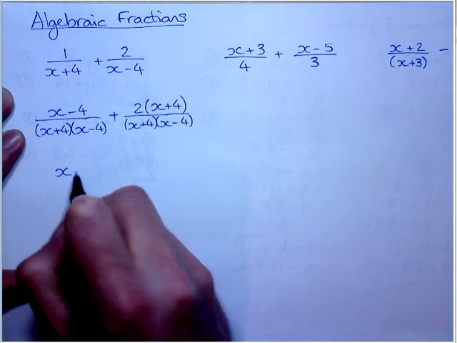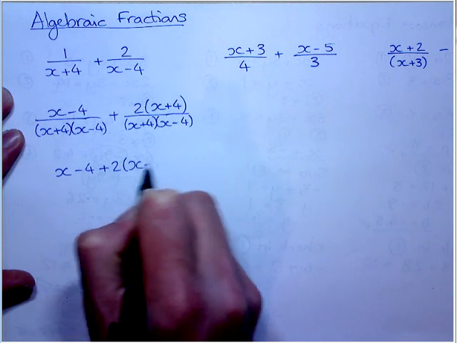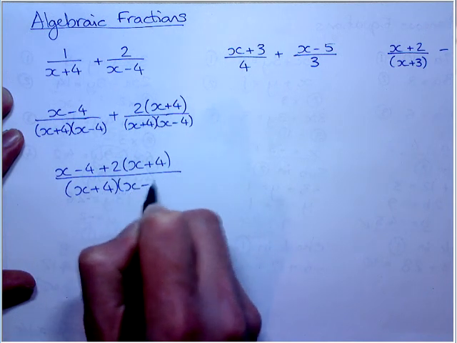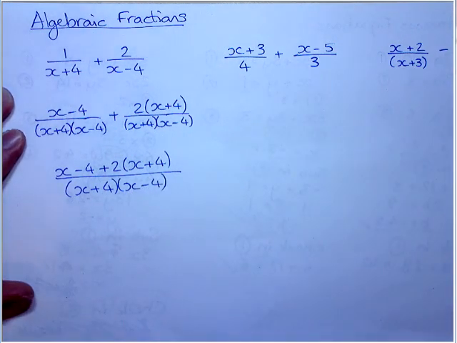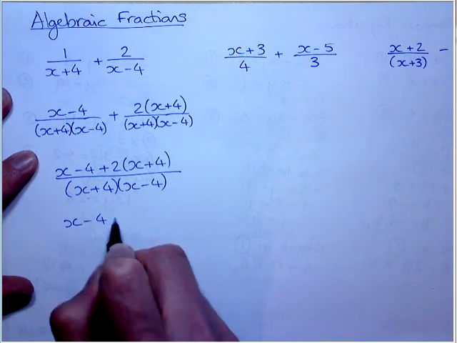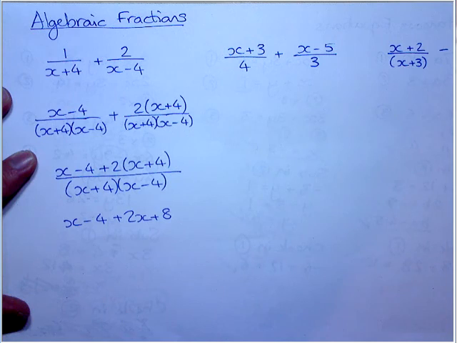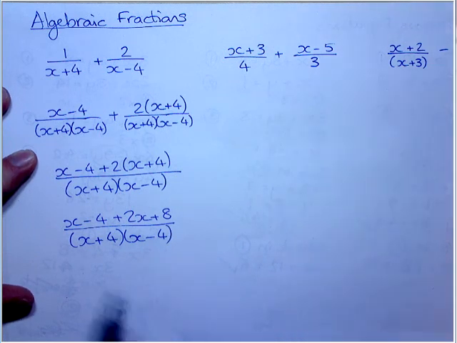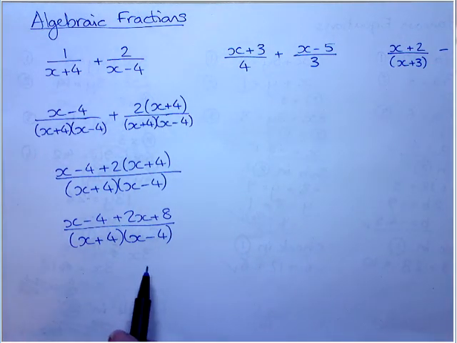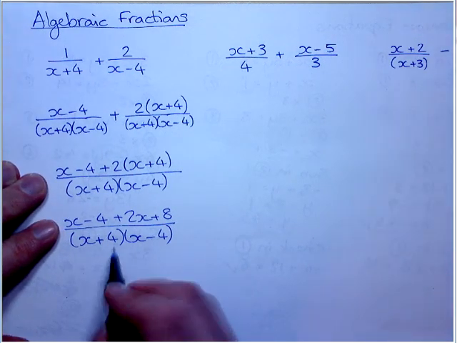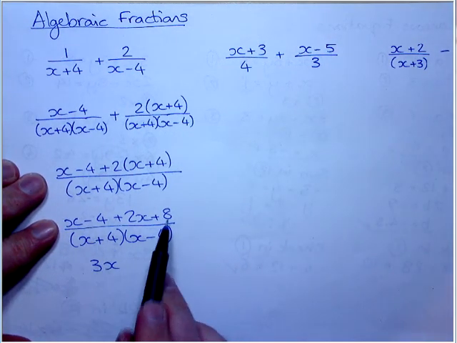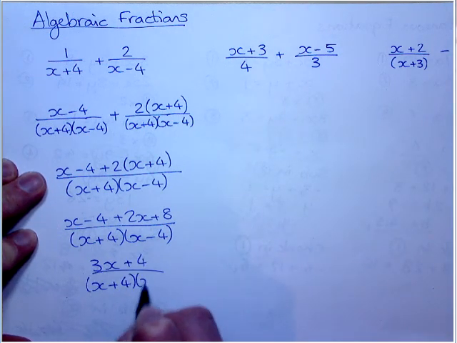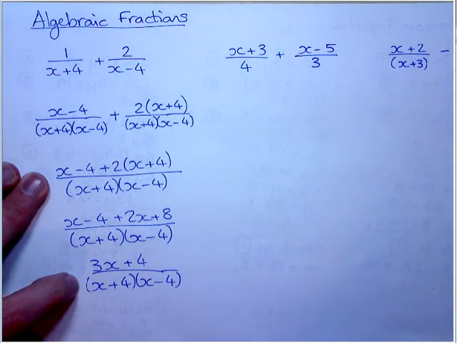So we have x minus 4 add 2 brackets x plus 4 all over the bottom. Now we just have to tidy up. So I'm going to expand that top bracket to get this, and I'm going to keep the bottom one unexpanded. That's just a choice. It doesn't matter what you do, you could expand this. It's the top part we're really interested in. So x plus 2x is 3x, minus 4 add 8, or 8 take away 4 is 4. So there is your final answer in its simplest form.